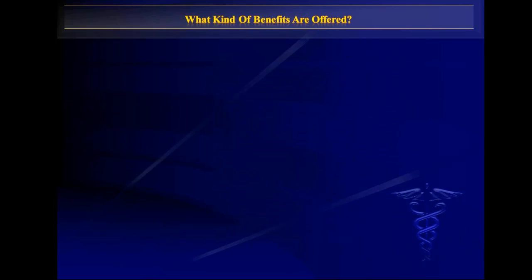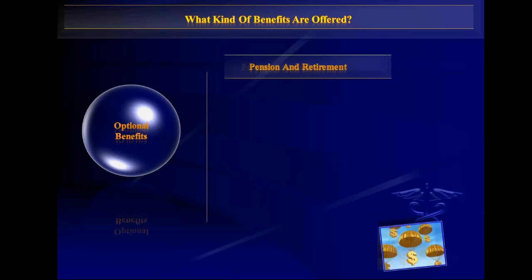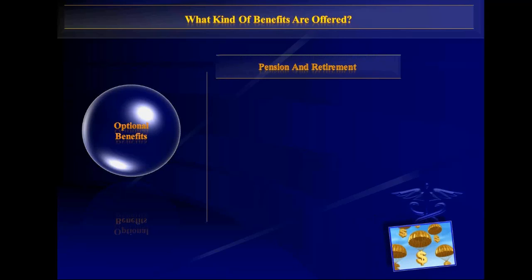Let's go ahead and look at some of the optional benefits. Optional benefits are really limitless, but let's look at some more common optional benefits. One of the most common optional benefits that businesses issue are pension and retirement benefits. Some businesses might offer pensions, 401ks, profit sharing plans, stock purchase plans, defined contributions, etc.